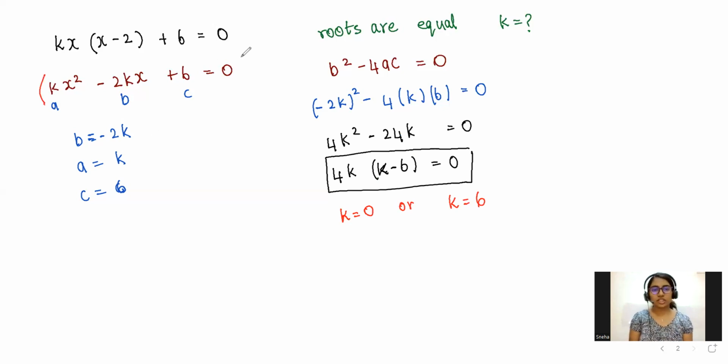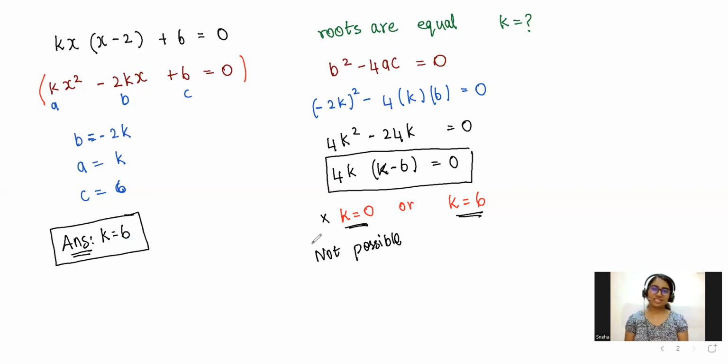But look at my equation here. What happens when the value of k is equal to 0? This whole equation will become 0, it'll be just 6 is equal to 0. Then it won't be a quadratic equation at all. So even though k is equal to 0 is a solution, this is not possible because the equation won't be a quadratic equation. So only k is equal to 6 is my answer. When the value of k is equal to 6, this equation would have real and equal roots.